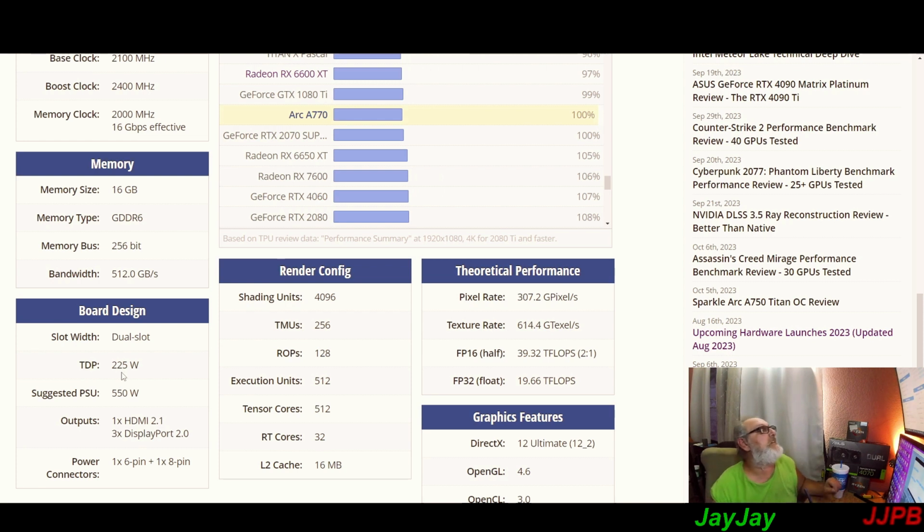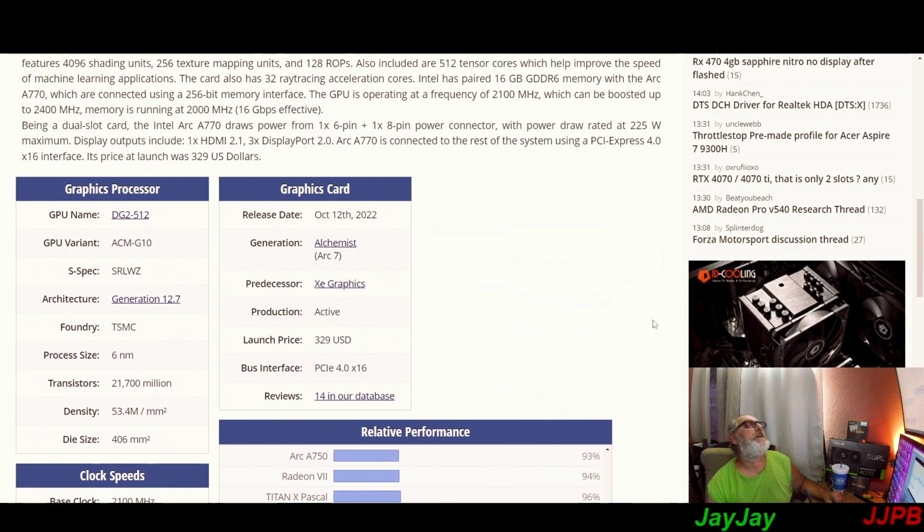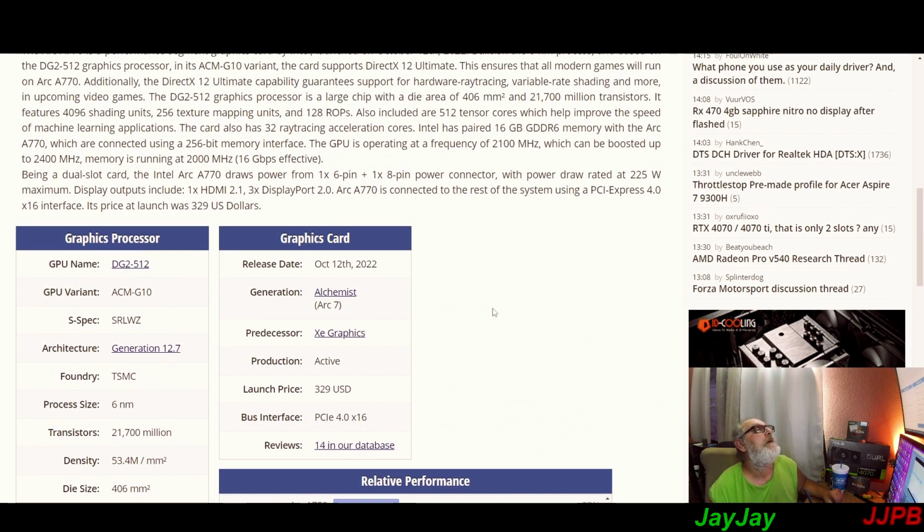But from what this is saying, it's got one 6-pin and one 8-pin connector. This says 225 watts TDP. So, interesting. Got 512 tensor cores. I don't know. This might be a card you want to look at, if you're going to do a first time buy.